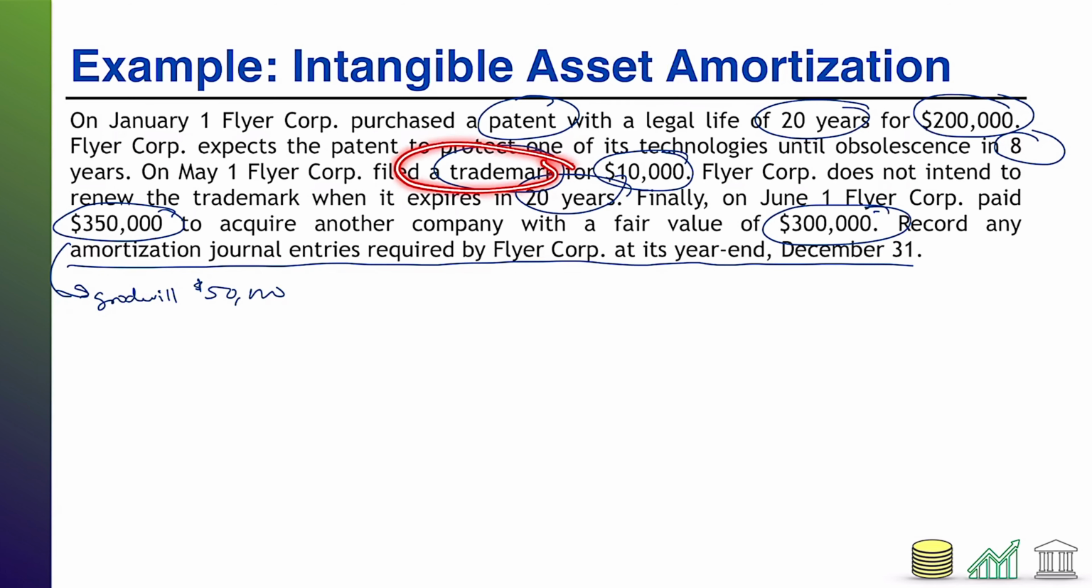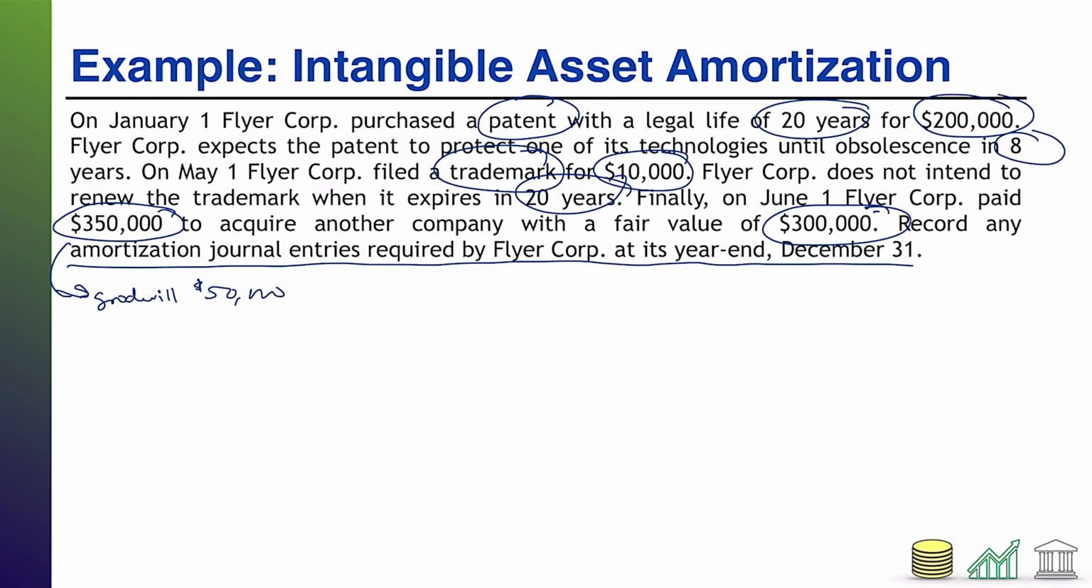You have a trademark. Now, trademarks have a legal life of 20 years, but they could be renewed. And if the company intends to renew, technically that trademark could live forever. But in this case, it says the company does not intend to renew it. Therefore, this has a life, 20 years.